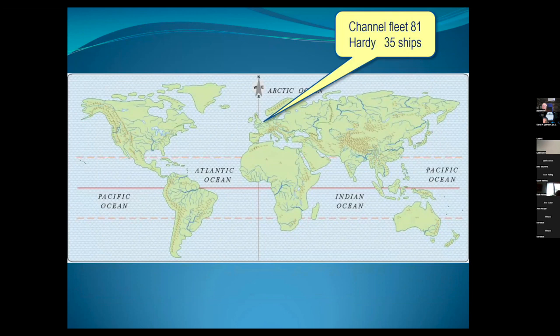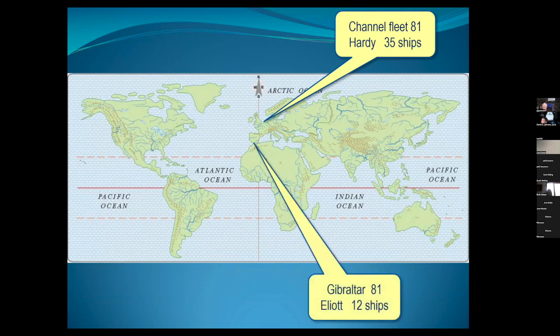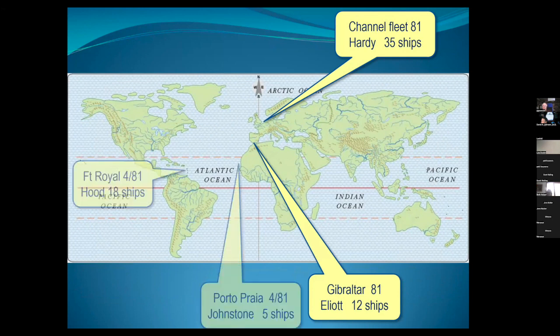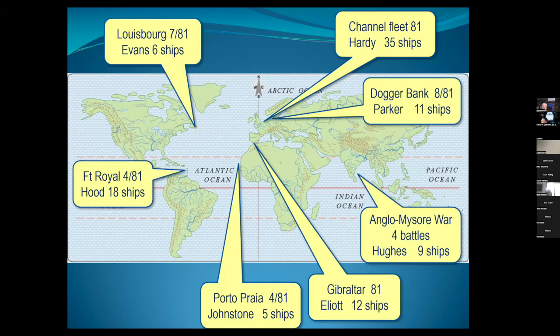Admiral Hardy had 35 ships as part of the Channel Fleet. 17 of them were first-rate ships of the line. At Gibraltar, Admiral Elliot had 12 ships. Porto Praya and Fort Royal and so on. And this is all part of that PowerPoint I showed you last time.